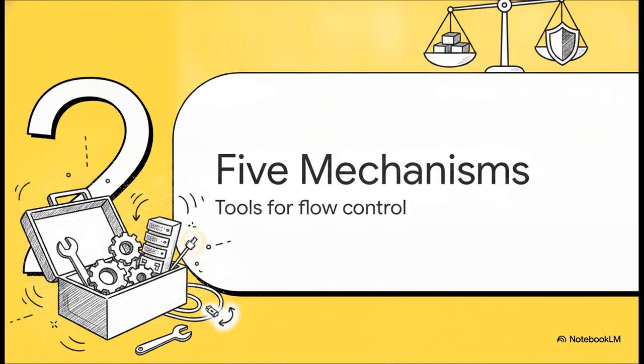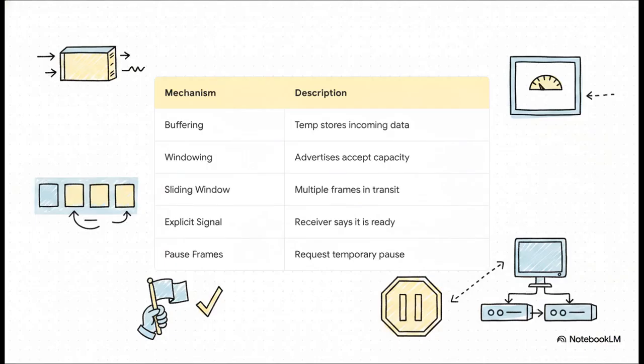Let's open up the toolbox and see what we're working with. Network architecture essentially utilizes 5 distinct mechanisms to maintain this delicate balance. First, buffering provides temporary memory storage right on the hardware itself. It basically creates a waiting room for data. Then we have windowing, which establishes a strict, negotiated limit on exactly how much unacknowledged data can be in transit at any one time. It sets a baseline capacity.